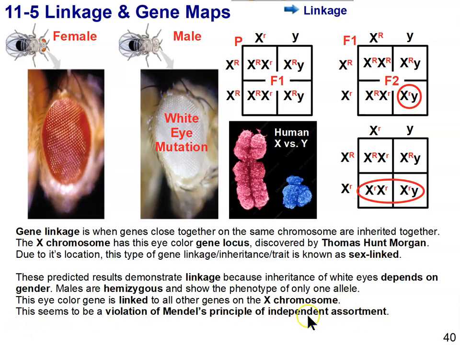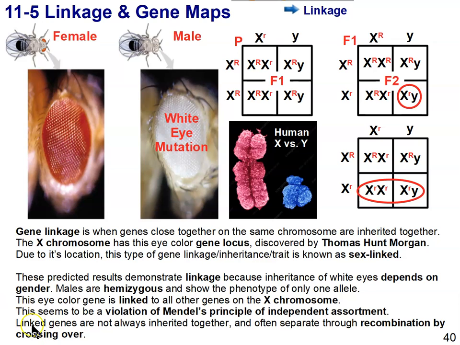We now know that there are two ways to explain that. Either the genes he was investigating are on separate chromosomes, and therefore they're not linked, they're not on the same chromosome, so there's no chance of them being linked, or there's something that is separating genes that are on the same chromosome so that they appear to assort independently. And again, we now know what that is: crossing over. Linked genes are not always inherited together, and they often separate through recombination by crossing over.